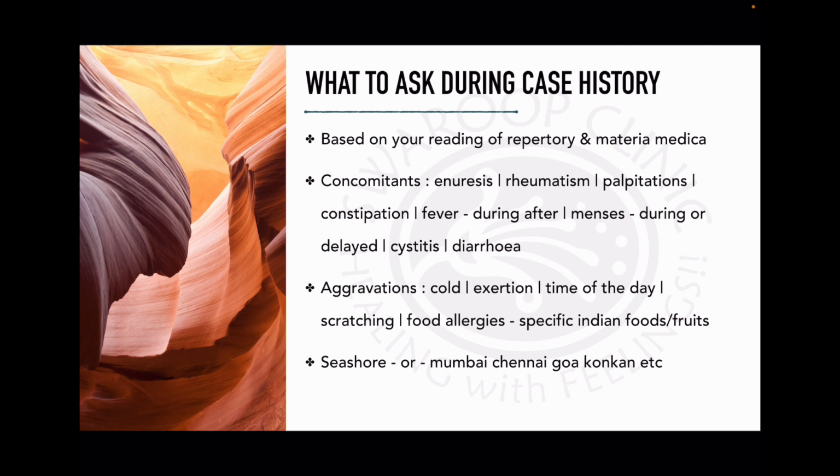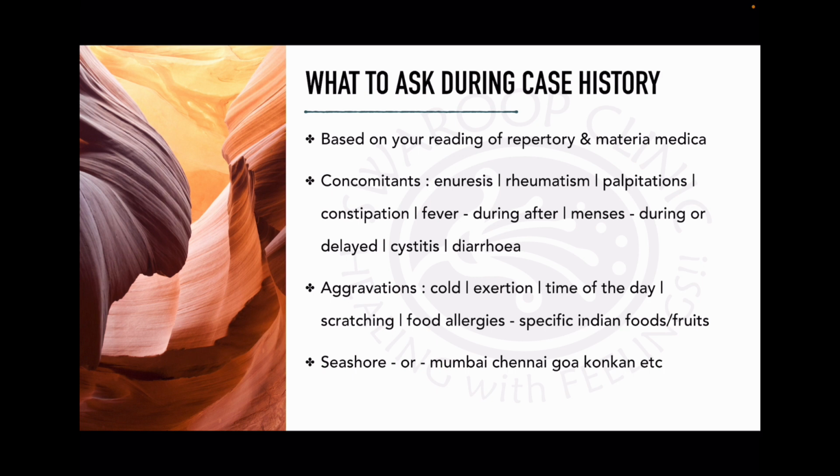So in Bovista, especially if you read urticaria, you get specific symptoms in italics, that urticaria with enuresis or urticaria with rheumatism or urticaria alternating with rheumatism or nettle rash with palpitations. So there can be enuresis, there can be rheumatism, there can be palpitations, constipation. The rash can come after fever or during fever specifically, or it can also come during menses, or when the menses are delayed, the patient gets urticaria.